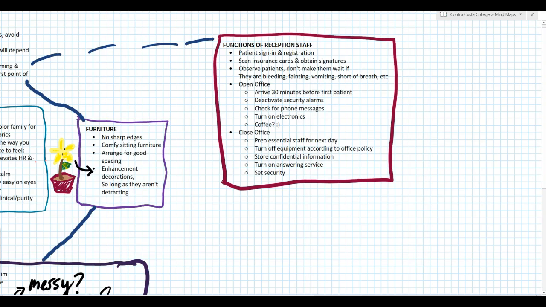The reception staff or the front office MAs observe patients. One thing we want to make sure we are doing as front office MAs is to not make them wait if they are bleeding, fainting, vomiting, or short of breath. Those are all pretty obvious, but felt like it was important enough to put in here.